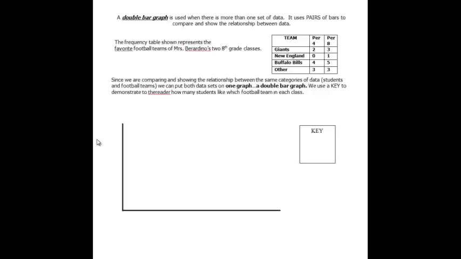So to create a double bar graph, we would use that when there's more than one set of data, and it uses pairs of bars to compare and show their relationship. For instance, I'm comparing 2 different periods of 8th graders, and I surveyed them to find out their favorite football team. I'm going to compare period 4 to period 8. And basically what I need to do is put my number of students here on the y-axis, and I'll put the teams on the x-axis, and then I'll have a key.